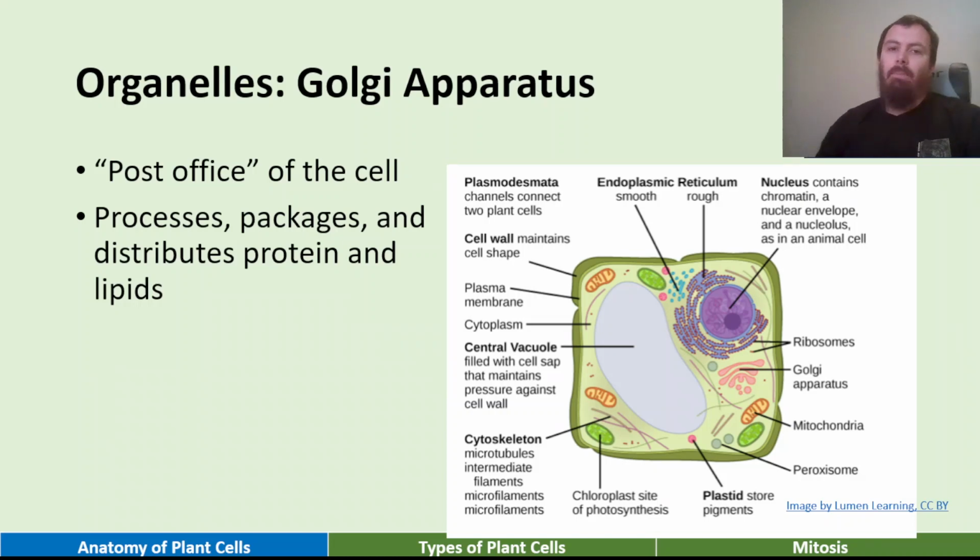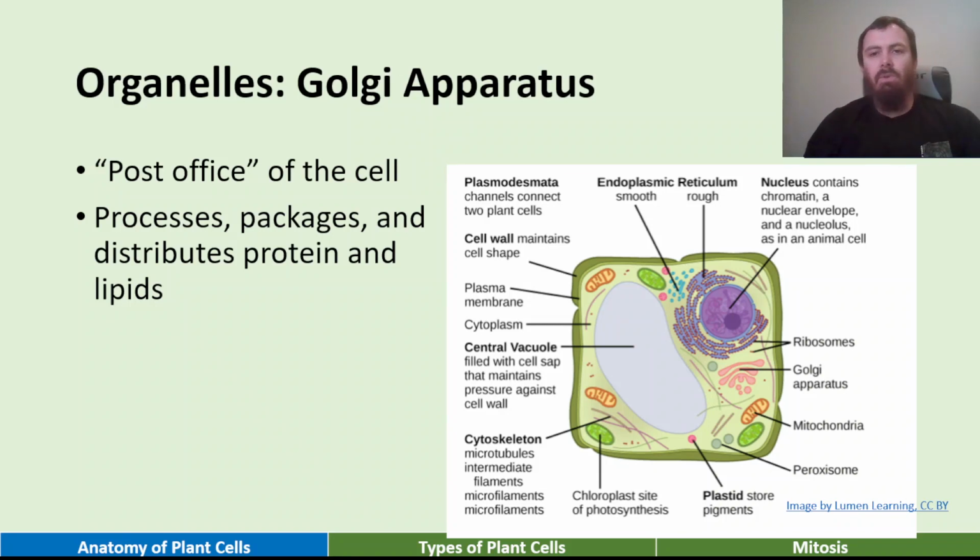Then we have the Golgi apparatus. The Golgi apparatus is basically like the USPS or post office of the cell. It's going to take in packages and ship packages. So, say you have the ribosome that makes the protein. The rough ER is going to fold the protein, right? It's going to send it to the Golgi apparatus. It's going to package it and distribute it where it needs to go.